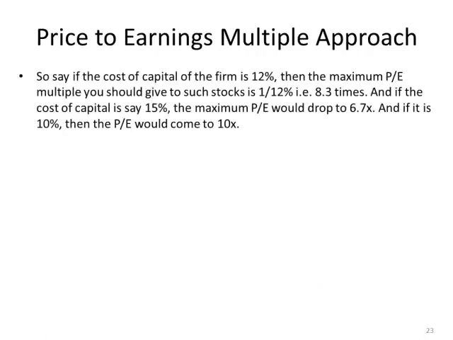Price to earnings multiple approach. Alright, so let's now demonstrate how we come up with this value through an example. Suppose the cost of capital of the firm is 12%. Then the maximum PE multiple you should give to such stocks, as we said, is 1 divided by the cost of capital. So 1 over 12% is 8.3 times. Or suppose the cost of capital is 15%, then the maximum PE we would give would be 1 divided by 15%, or 6.7 times. Likewise, if the cost of capital was 10%, then the PE would come to 10. So it's a very simple calculation.